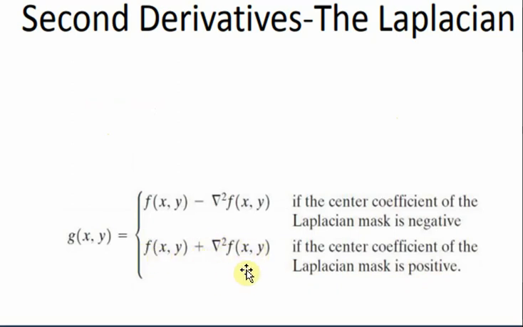So after getting the second order derivative, just add this one to the original image. If the center coefficient is negative, then subtract these two. That means subtract these two images, then you can get the g of x comma y. That's why you use the original image and the second order derivative resultant image. Do it like this, then you can get the enhanced image.